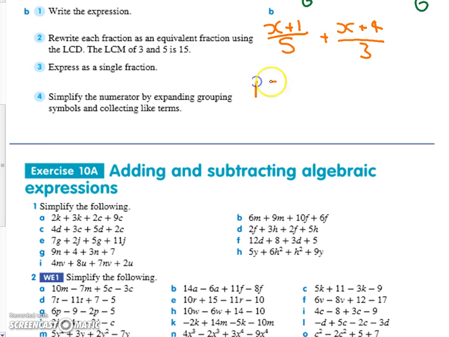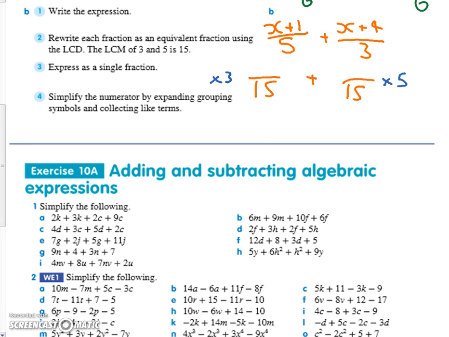All right, so what did we decide? 15, didn't we? Okay, so I write my new denominator. I still have the operation in between. Levi, what did I do to the first one to get it to 15? Times it by 3. What did I do to that second one? Thank you, someone, for helping her out.